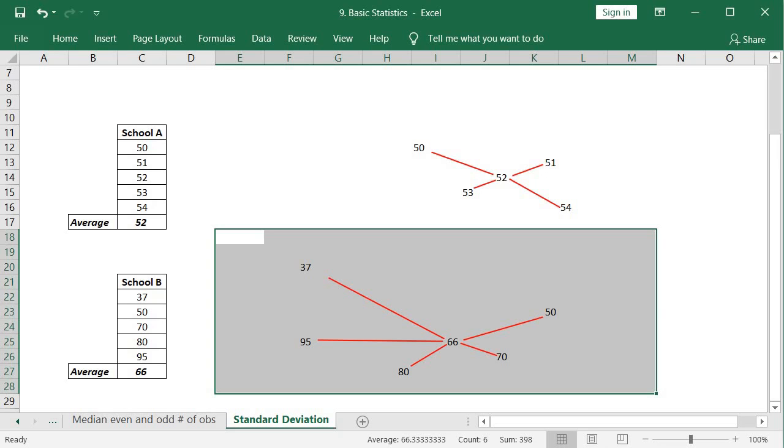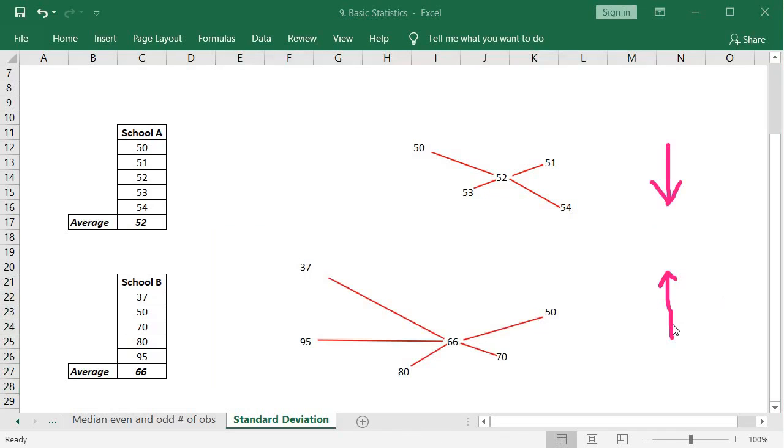This represents that in school B, the scatterness is quite high, the data points are quite scattered, and the average of deviations would be quite high in school B as compared to school A. So the deviation would be higher in school B and it would be lower in school A. So standard deviation represents the scatterness of the data.